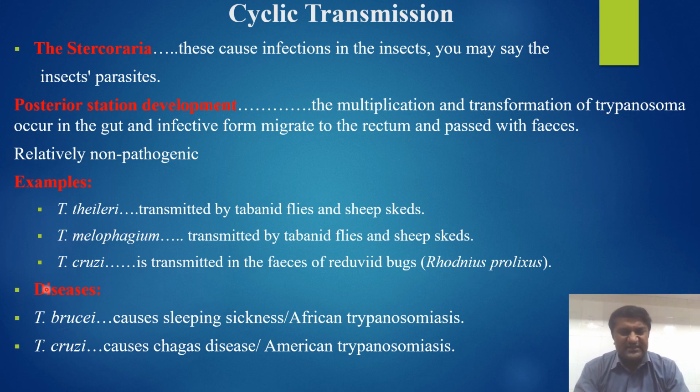These two diseases are famous. Trypanosoma brucei causes sleeping sickness, another name is African trypanosomiasis, while Trypanosoma cruzi causes Chagas disease, another name is American trypanosomiasis. So it is clear that African trypanosomiasis is sleeping sickness and American trypanosomiasis is Chagas disease.